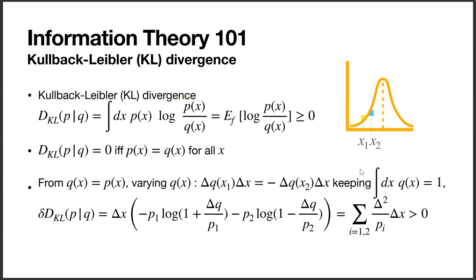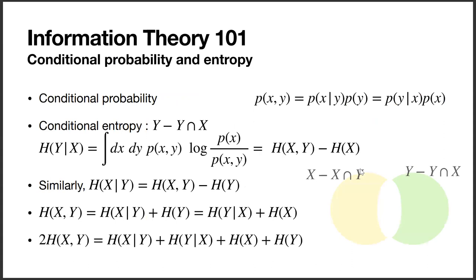Therefore, it just proves that this is the only solution that provides the vanishing Kullback-Leibler divergence. And I explained conditional probability: there is a very nice feature that P(Y) times the conditional probability is the joint probability, and the same for the other combination. The conditional entropy is defined this way, and in terms of the joint entropy and the original entropy, the conditional entropy is given this way. And similarly, we can define all these things.